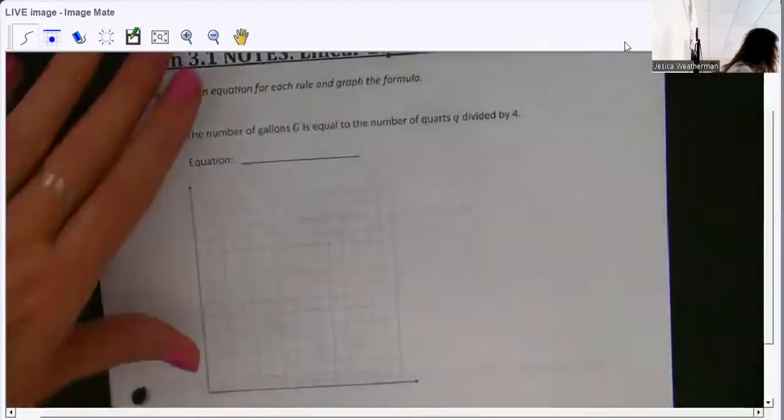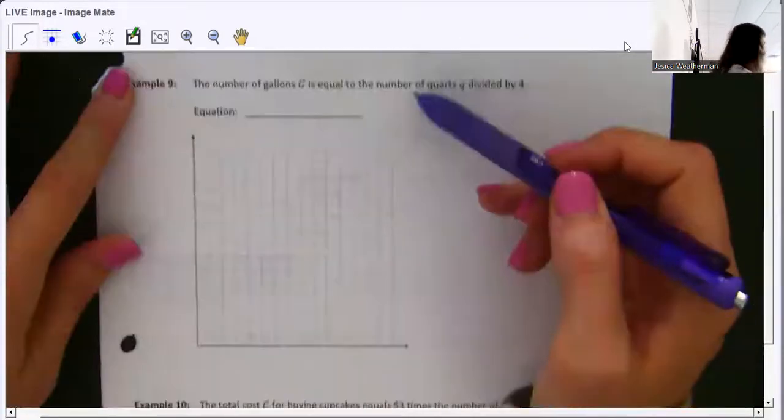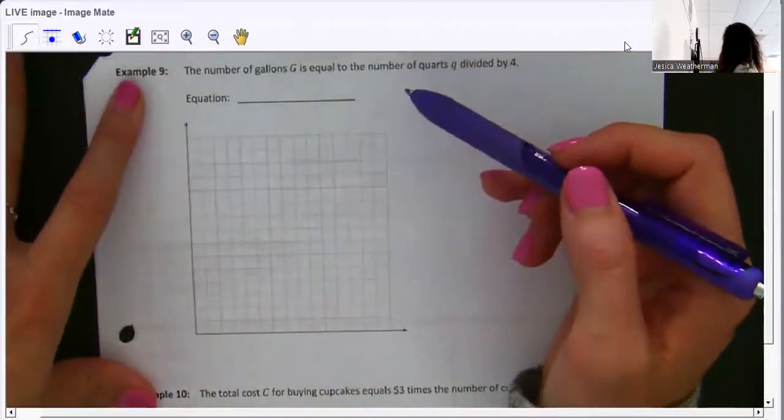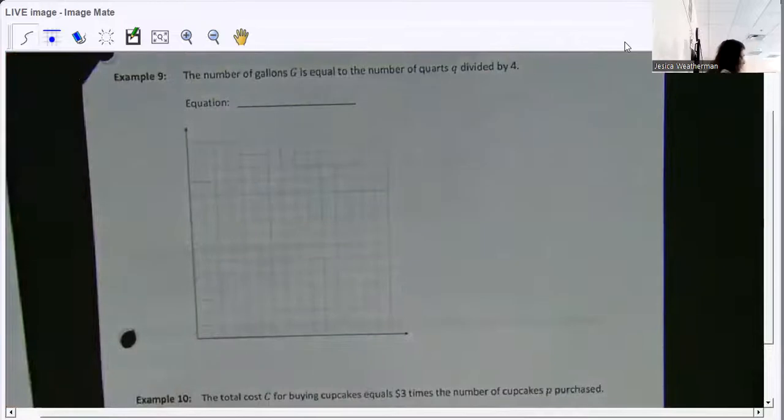Okay, let's flip it over. We have 2 more problems for lesson 3.1. What I would like you to do before you do anything else is, for both 9 and 10, write out your equations. Go ahead and try to figure out what those equations are.